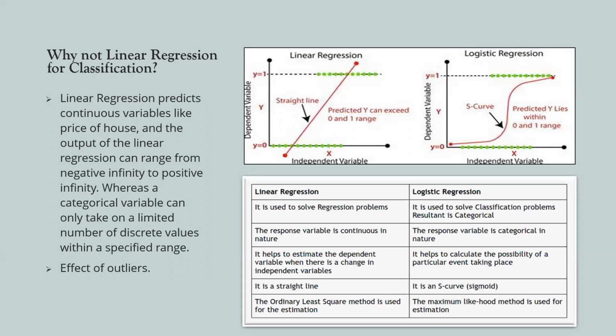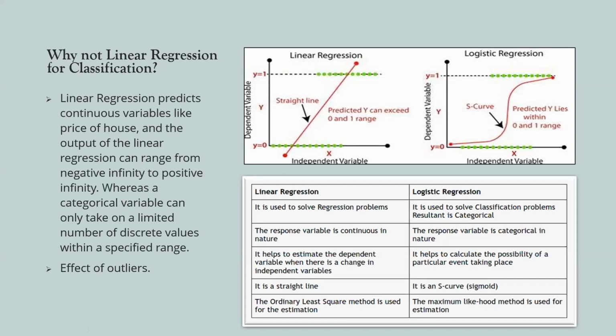In that case, a linear regression cannot handle such cases. That is why we are using logistic regression here. Second point is that this line goes till the negative axis also, and this line goes on to positive infinity as well. So here we are saying that we can get values varying from negative infinity to positive infinity.